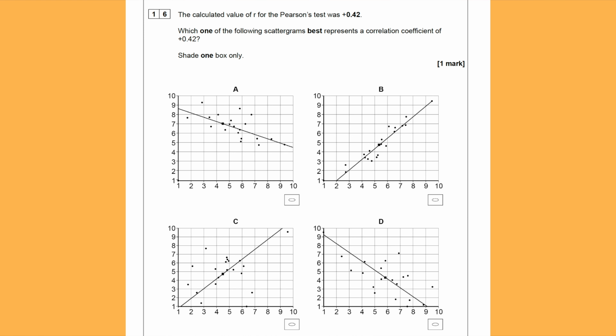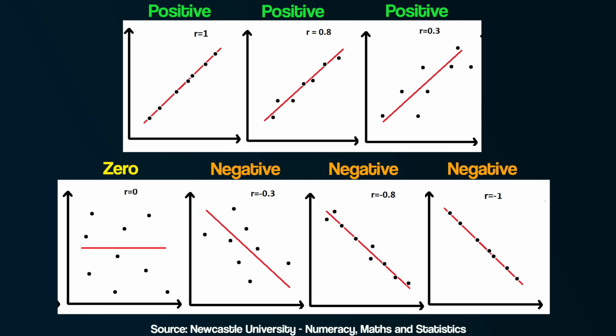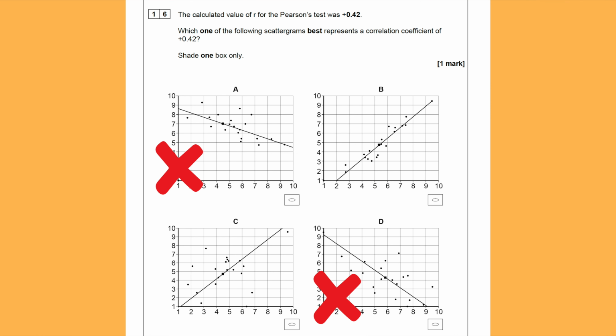As with all multiple choice questions, you want to rule out the ones you know are definitely not right. Because the correlation coefficient is a positive correlation, we can rule out A and D because they are negative correlations. If it helps, here is an image of what the different strengths of correlations would look like when plotted on graphs. From these images, I hope you can now see that B looks more like a 0.8 correlation, with C looking most like a 0.42 correlation.